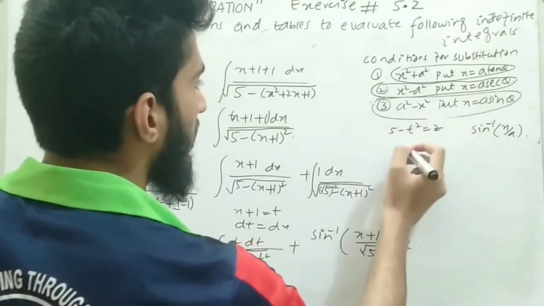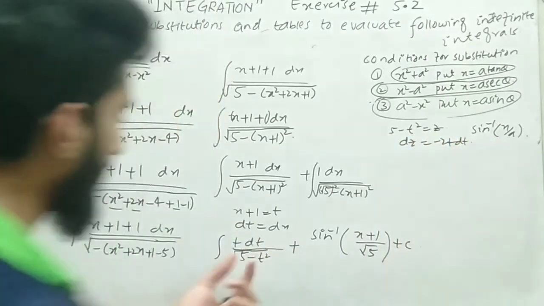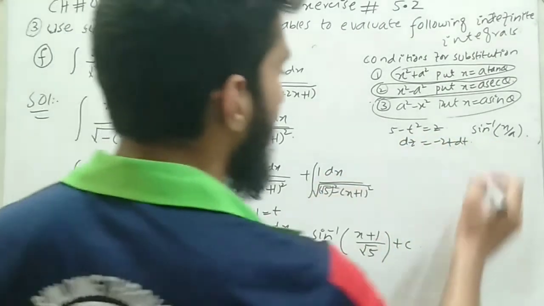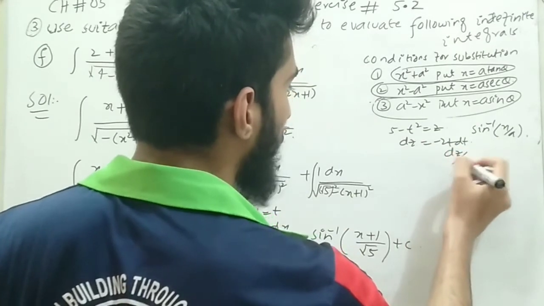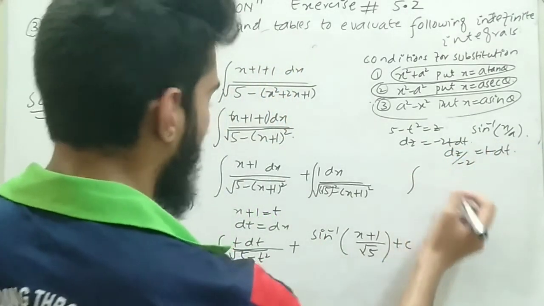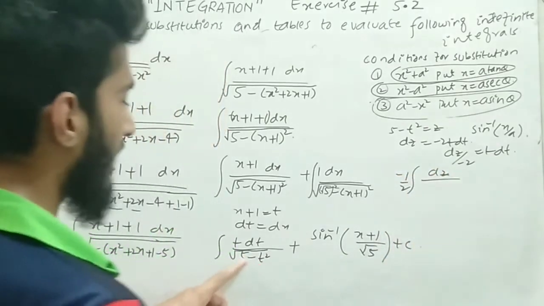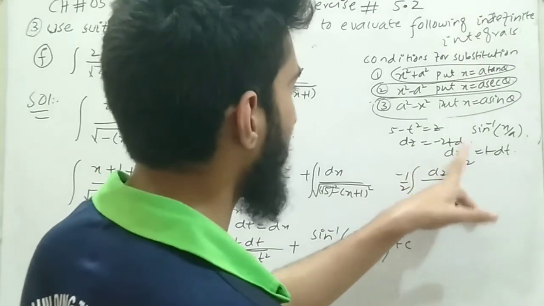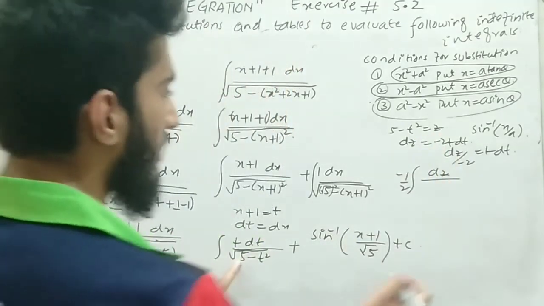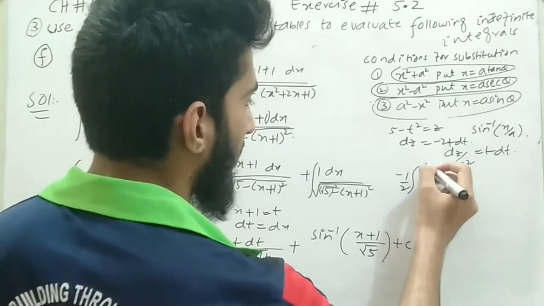And here let's suppose 5 minus t square is equal to another variable, let's suppose z, so dz is equal to minus 2t dt, but here in the numerator we have t dt, so dz over minus 2 is equal to t dt. So it becomes integral of t dt is minus 1 over 2 dz divided by the square root of 5 minus t square. The square root of z has power 1 over 2, so it will give numerator z power minus 1 over 2.